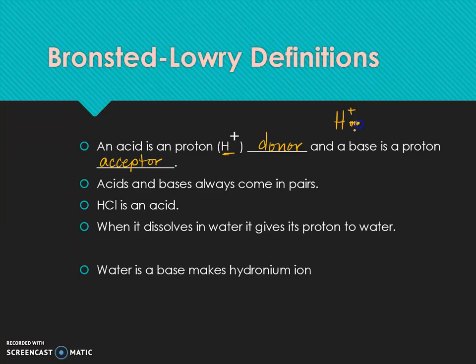So if we make it an ion, we take away that electron, what do we have left? We have just a proton, so that's why we call it a proton. Okay, acids and bases in Bronsted-Lowry always come in pairs.